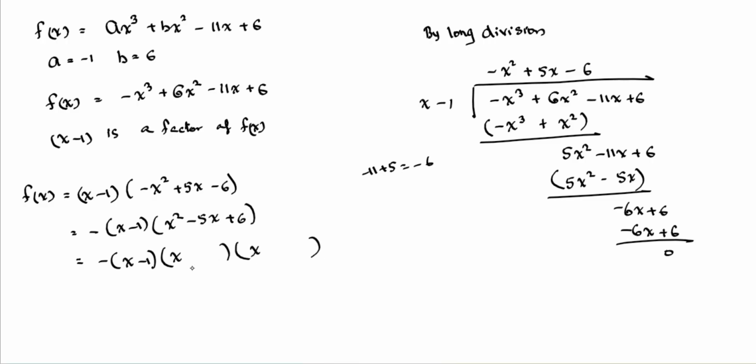X times x, 3 times 2, minus times minus. X squared minus 3 minus 2 gives you minus 5. Minus 3 multiplied by minus 2 gives you plus 6. Then, if you want, you can put this minus back into this equation, or you can leave it as it is. Doesn't make a huge difference.